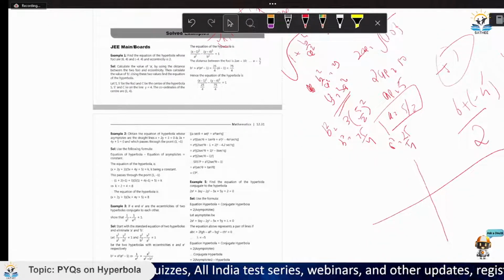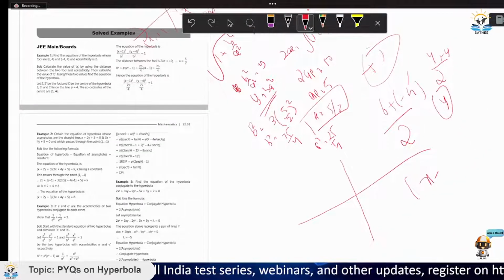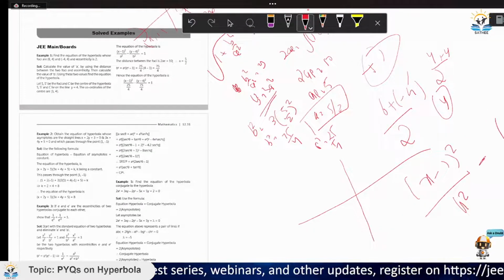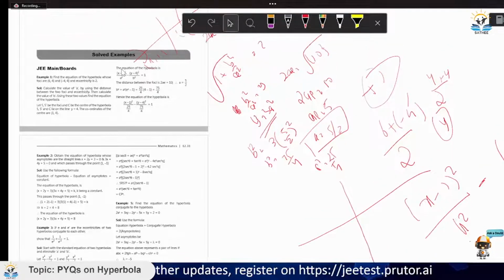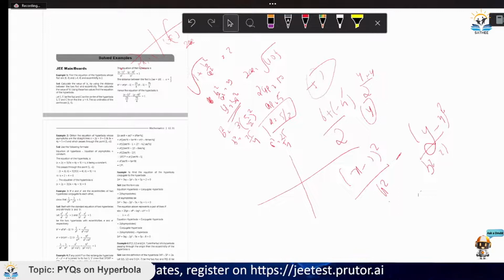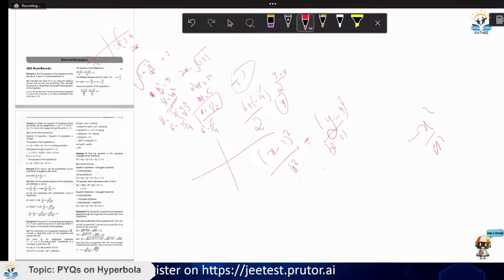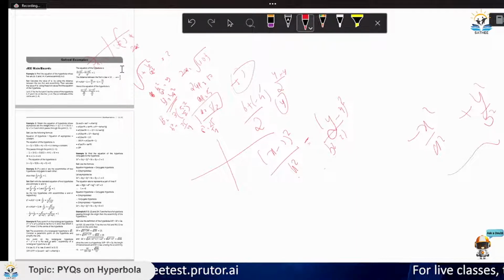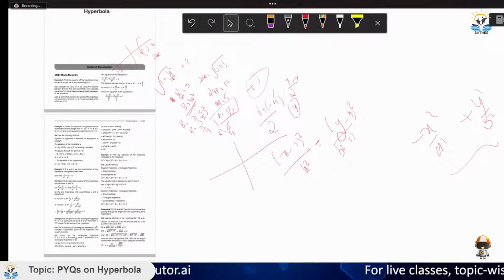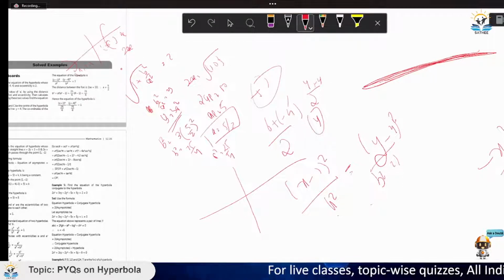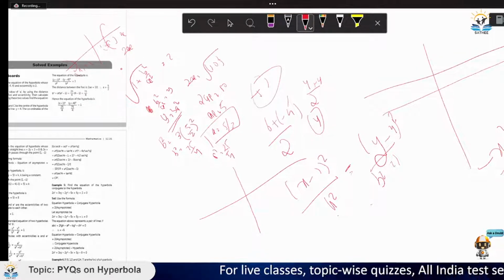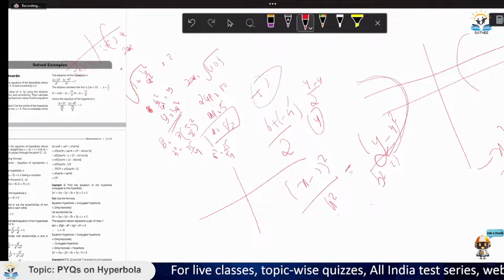So my equation becomes x minus 1 whole square upon a square minus y minus 4 whole square by b square is equal to 1, and we know what a square and b square are. Someone might ask why we have not considered minus x square by a square plus y square by b square. It is because the foci lie on a line parallel to the x-axis, so this hyperbola is of this type.